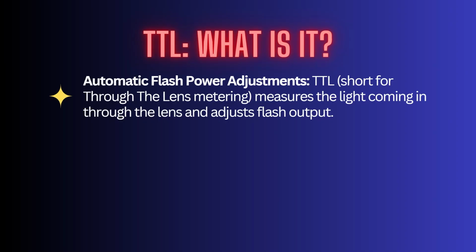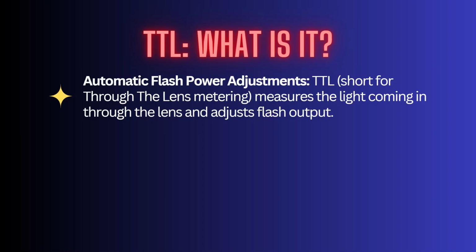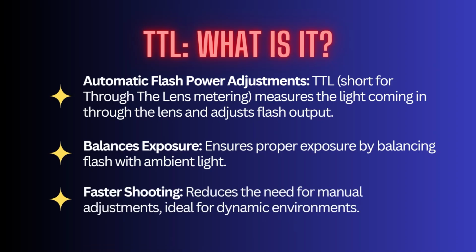And this whole TTL process takes place in a fraction of a second, so you might barely notice that the flash has fired twice. The camera can also meter ambient light through the lens, so this automatic flash control makes it easy to balance ambient light for certain types of shots. And this makes shooting faster in fluid situations like run-and-gun shooting, events, etc.